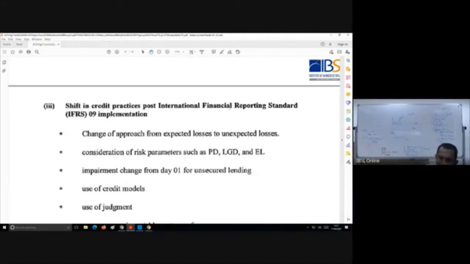So we have different credit models, different rating schemes. Judgment has a value, whereas previously judgment did not have any value. It was formula driven, but here, based on your knowledge of the customer's ability to repay, you manage your impairment. So that is the difference IFRS 9 brought in.